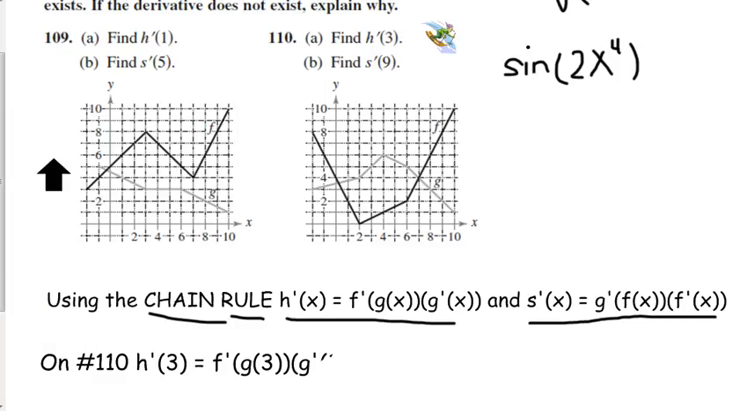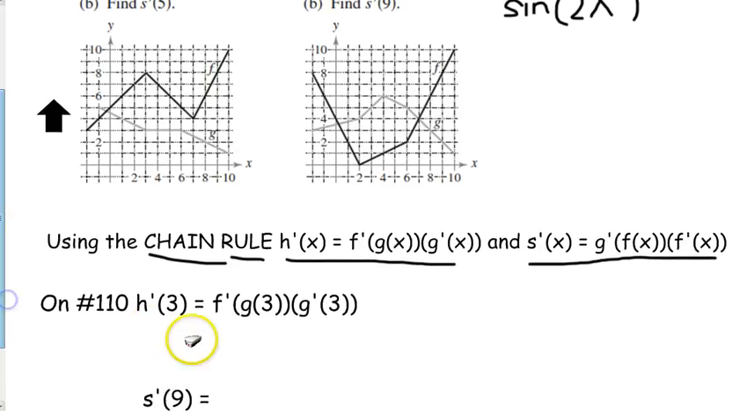The reason we're doing that is because they're giving us 3 for the x value, so I'm basically replacing every x here with a 3. That's what I have here. Again, this is just applying the chain rule that you'll learn about this week.